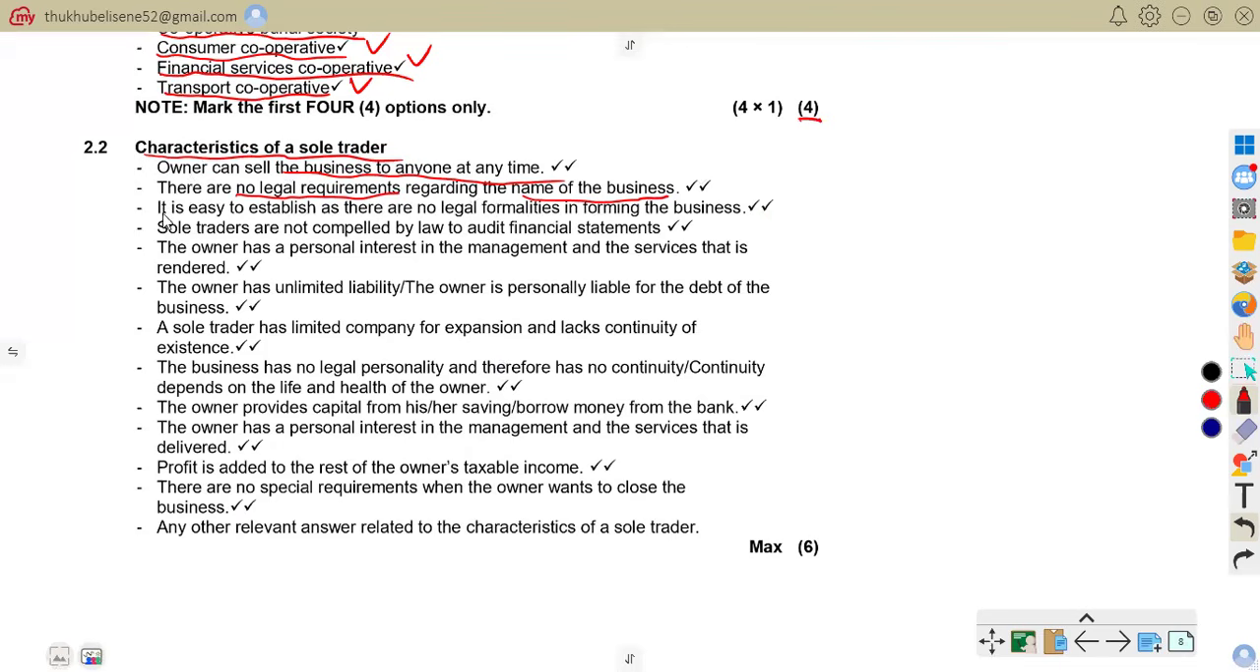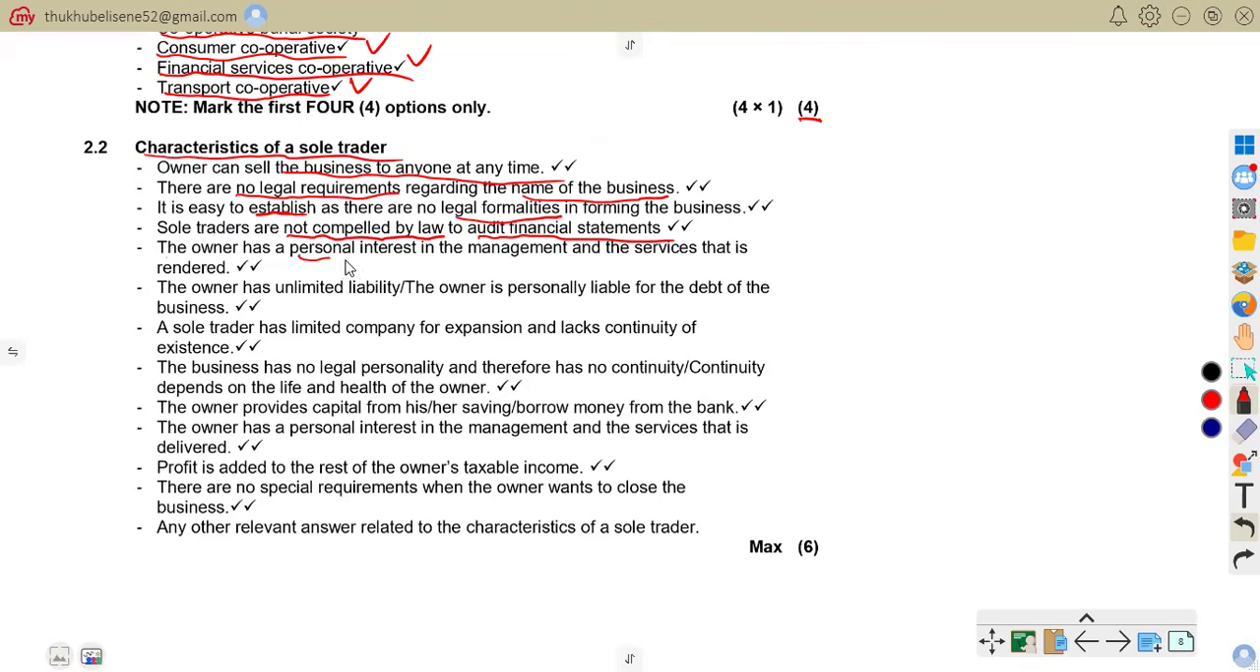That is that. Also, it is easy to establish, as there are no legal formalities in the forming of the business. It is very simple and inexpensive to start since few formalities are required. Sole traders are not compelled by law to audit financial statements, meaning the owner does not need to have financial records officially audited. That is that, good people.